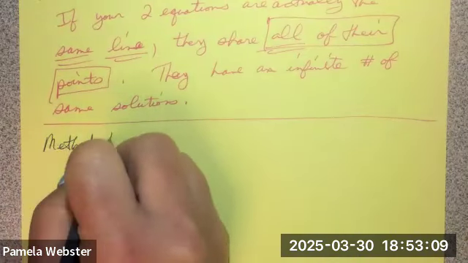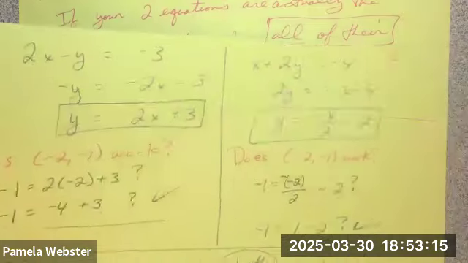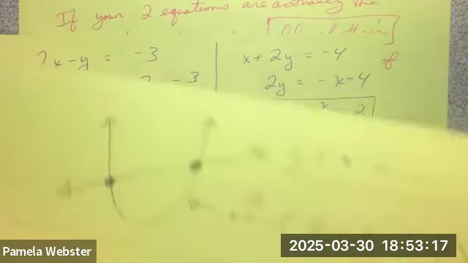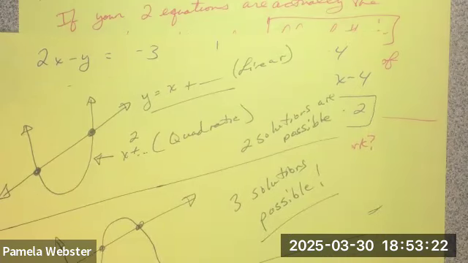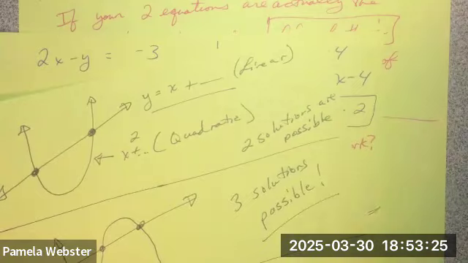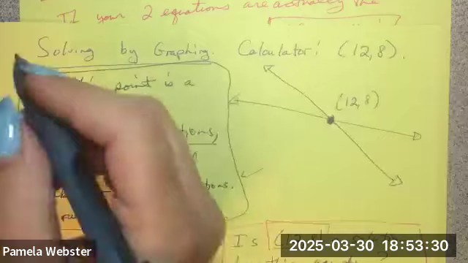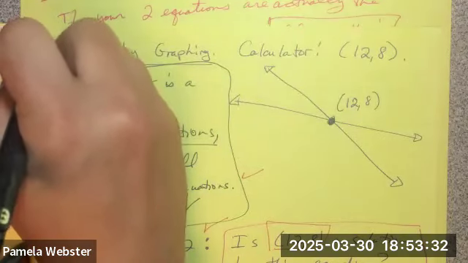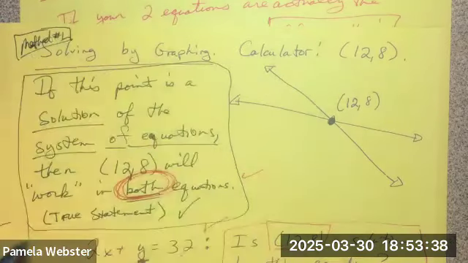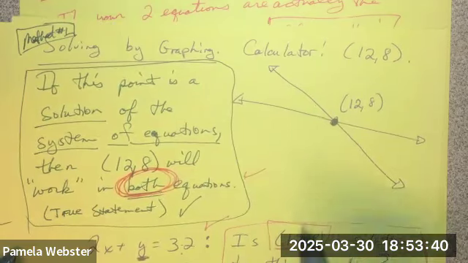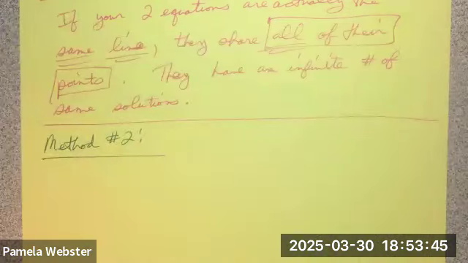Method number 2. Method number 1 was graphing. I don't think I actually wrote that anywhere. Let's see. Way back here, I think. Oh, I did. It was 3 pages back on mine. I said solving by graphing. That was method number 1. I'm sorry, I didn't tell you that. So you could solve by graphing. That was back when the calculator told me 12.8 was a point. Okay, that was method number 1.